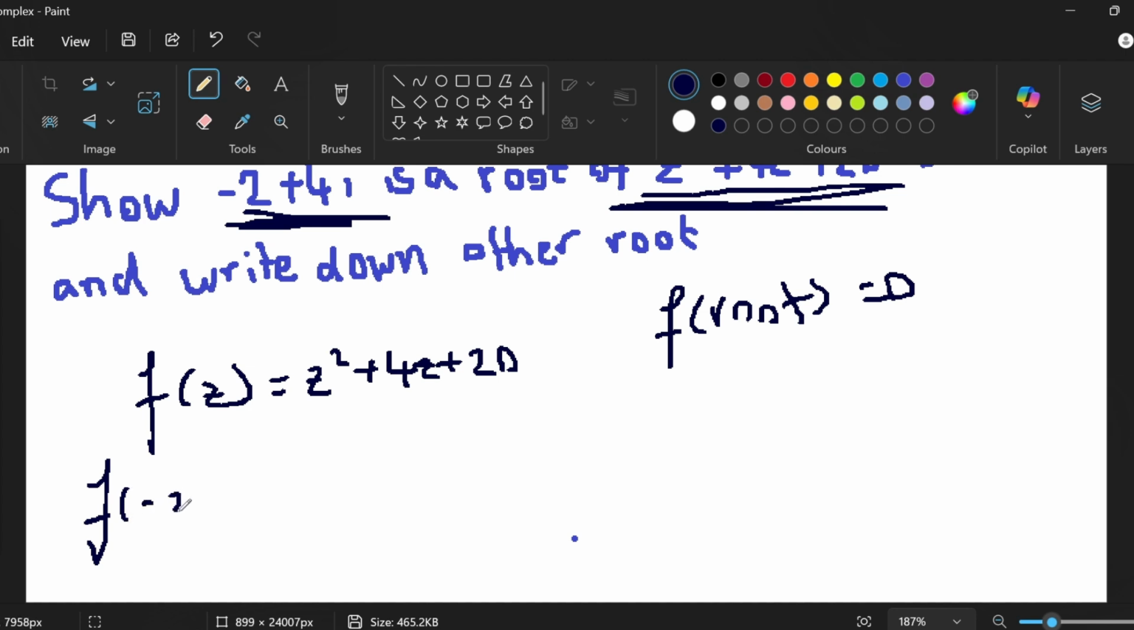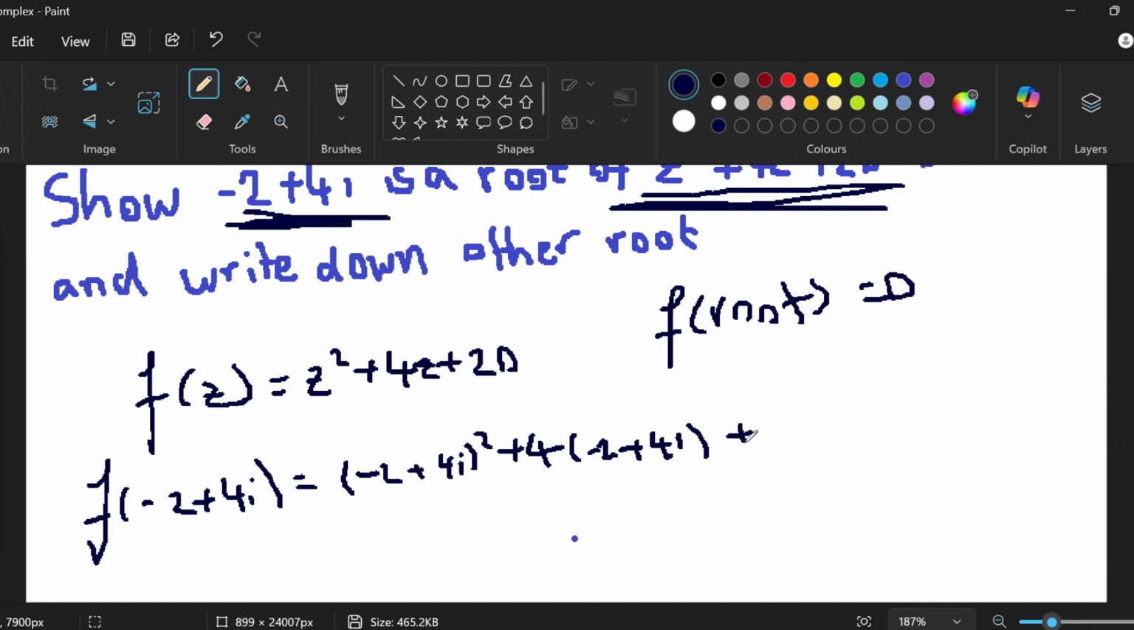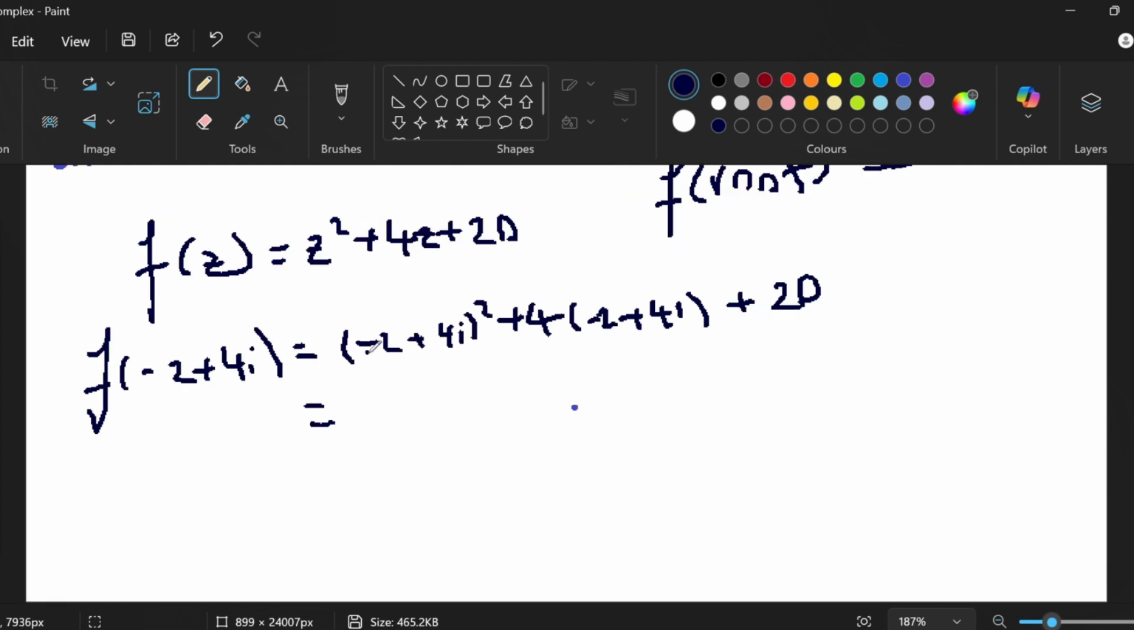So f of minus 2 plus 4i is going to be minus 2 plus 4i squared, plus 4 times minus 2 plus 4i, plus 20. And this is minus 2 times minus 2 is 4. Minus 2 times 4i is going to be minus 8i. 4i times minus 2 is also minus 8i.